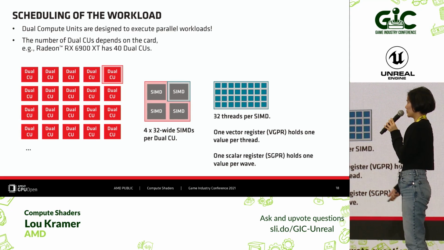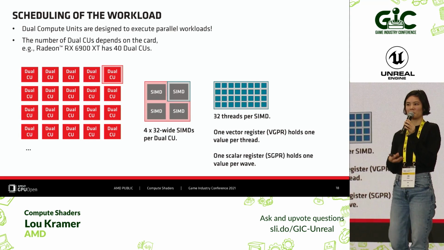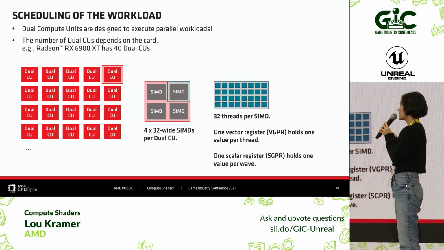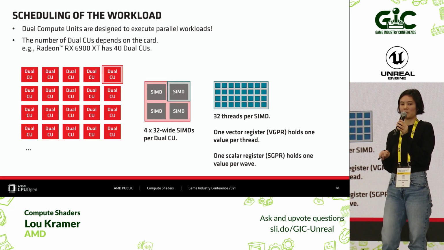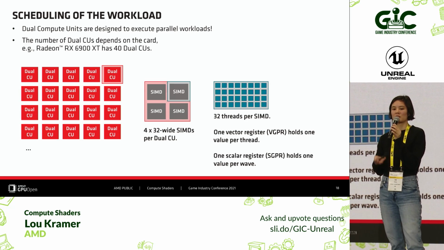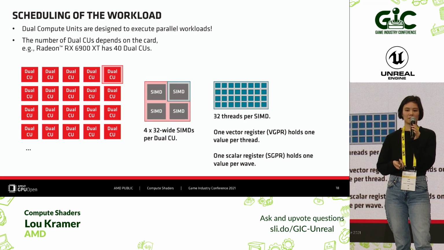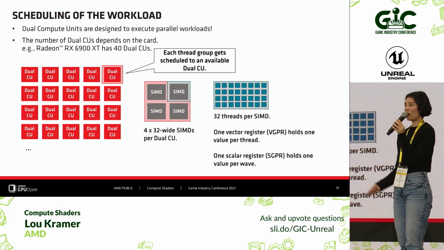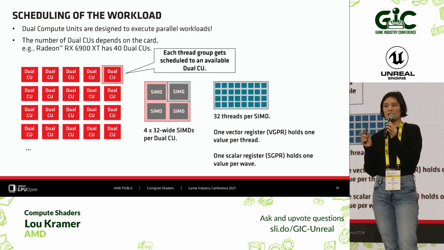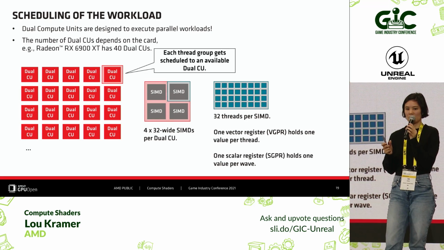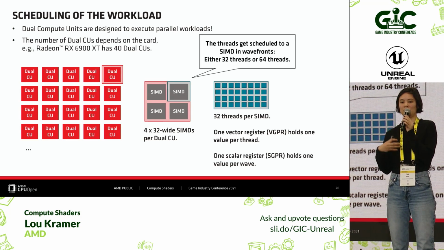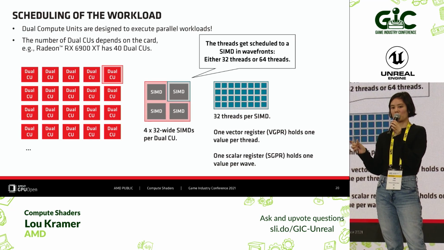Now, if you look at the GPU, the GPU is designed to execute parallel workloads, right? That's why we have a bunch of dual compute units. For the RX 6900 XT, for example, we have 40 dual compute units. And each dual compute unit has 4 32-wide SIMDs. Now, it's important to know that each thread group gets scheduled to an available dual compute unit.